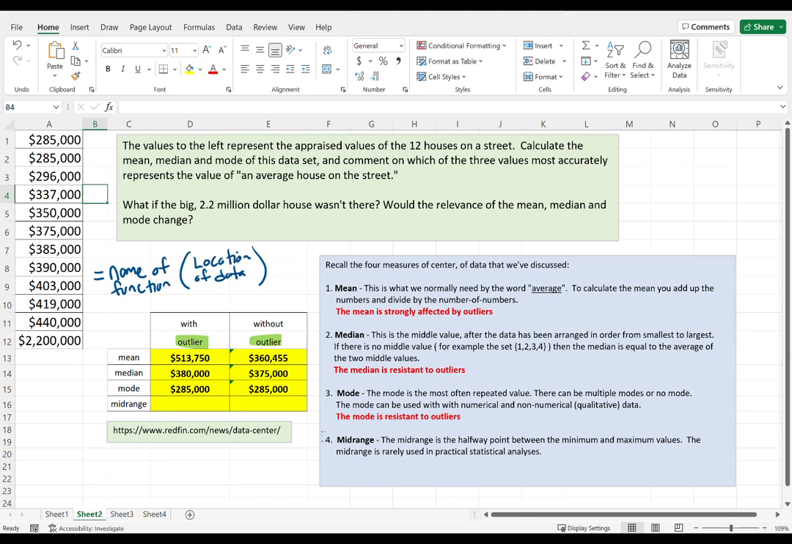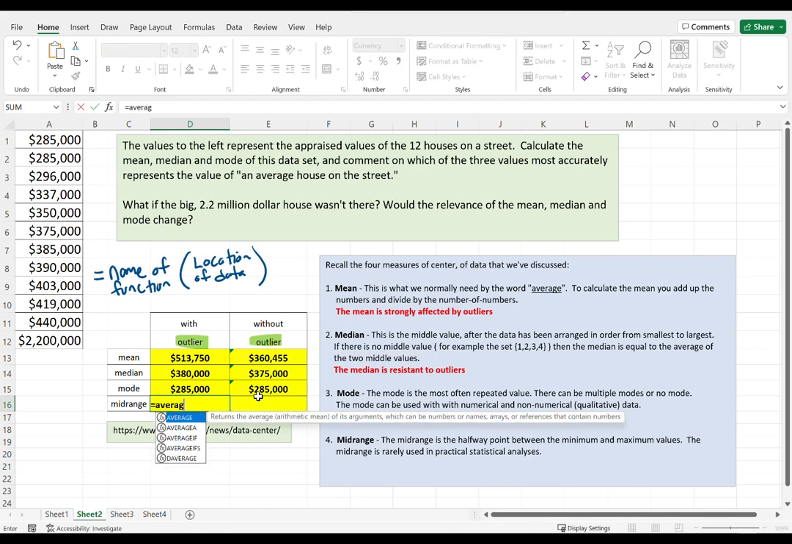The mid-range, which is rarely used. The mid-range is rarely used in practical statistics or applied statistics. But the mid-range is the average of the smallest and largest values. So there's no built-in function for mid-range. Again, it's very uncommon in practical statistics.